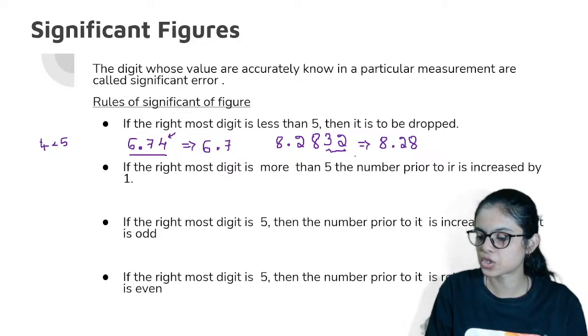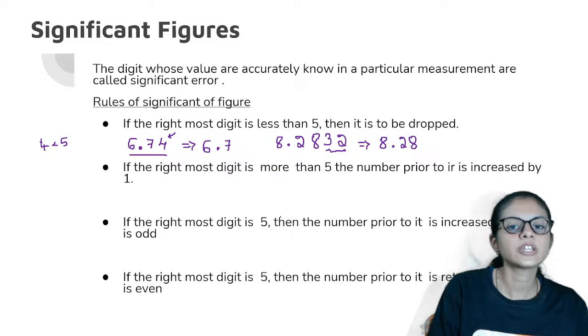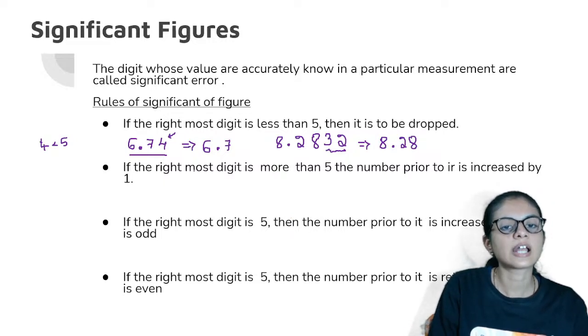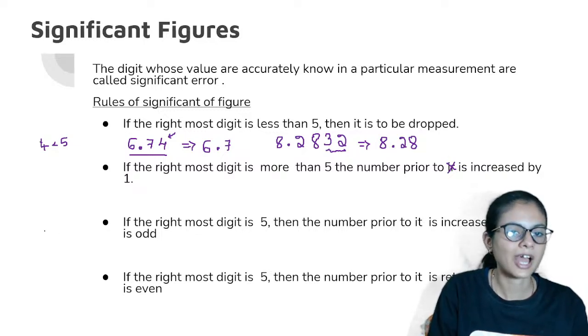Is that clear? The first rule? Okay. It's simple as that. Moving to the second rule, if the rightmost digit is more than 5, the prior number is increased by 1. What this means? Let me give you an example.